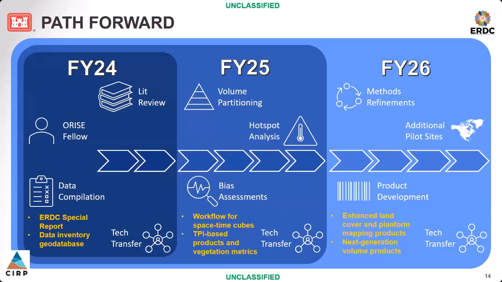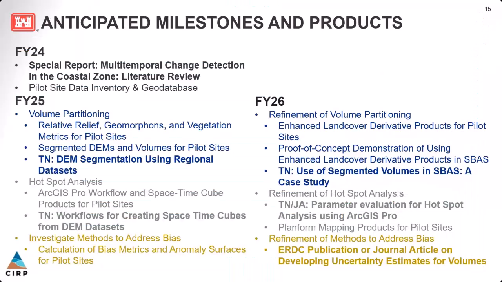So if we look at the next slide, I won't belabor everything all over again, but here we've listed out those anticipated products and milestones moving into FY25 and FY26. I would say FY26 is certainly more fuzzy at this stage of the game. So what you see there, please take into consideration that we are just getting started, and a lot will be dependent on what we accomplish in FY25.